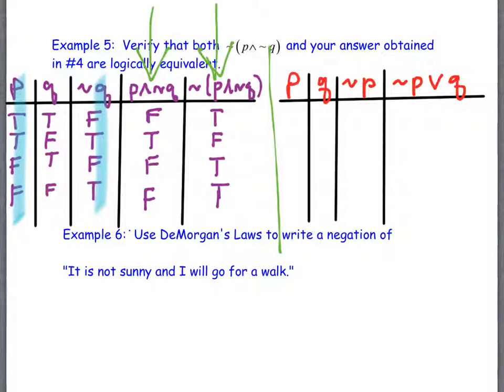All right, so let's take a look at this one. They start out the same, right? True, true, false, false, true, false, true, false. That's always going to be the same. Tilde P, though. What's tilde P going to be? I'm going to go back to the column for P, which is true, true, false, false. I'm going to get false, false, true, true.